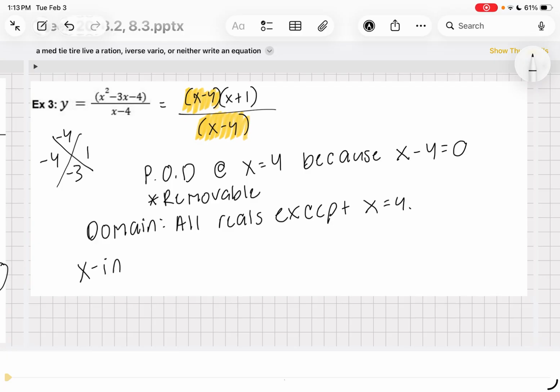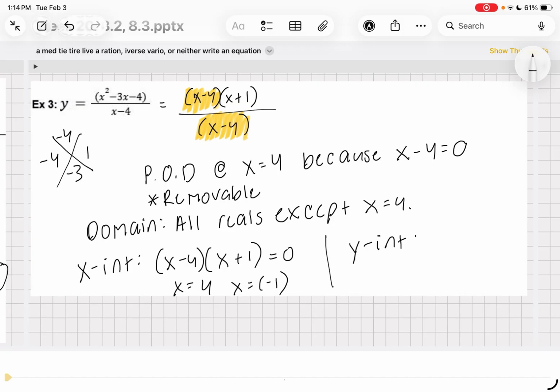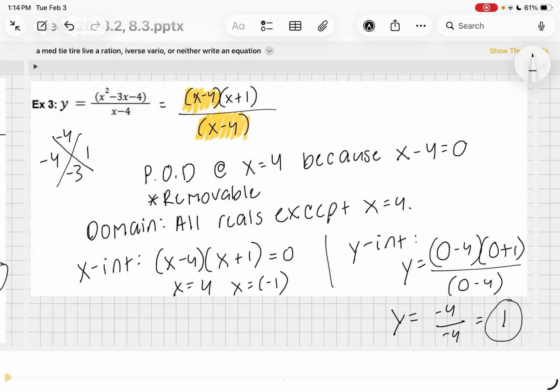My x-intercept, remember I'm setting my numerator equal to 0. So when I do that, I get x is 4, x is negative 1. And then for my y-intercept, I'm going to plug in zeros for all the x's. So I've got 0 minus 4, 0 plus 1 over 0 minus 4. So that's going to give me negative 4 times 1 over negative 4, which is 1. Okay?